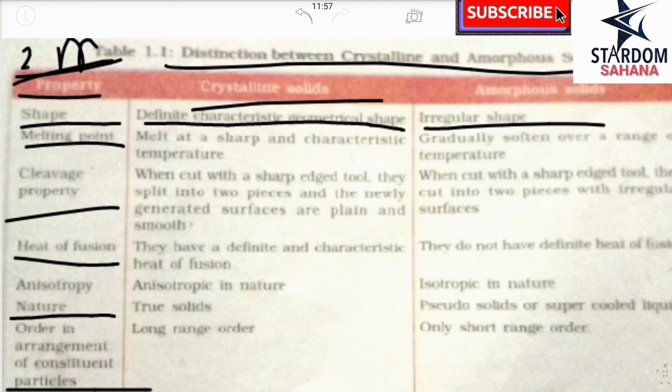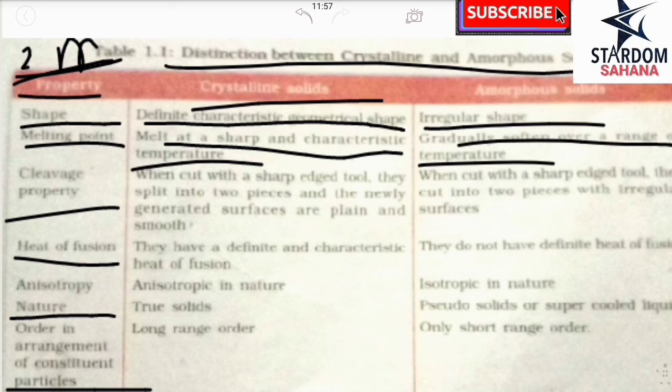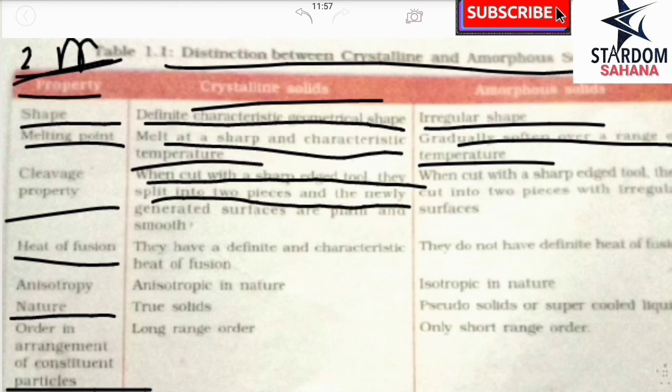Melting point: crystalline solids melt at a sharp and characteristic temperature, whereas amorphous solids melt over a range of temperature. Cleavage property: when cut with a sharp edge tool, crystalline solids split into 2 pieces and the newly generated surfaces are plain and smooth. When you cut a sugar crystal into 2 pieces, the generated surfaces are very smooth and plain.